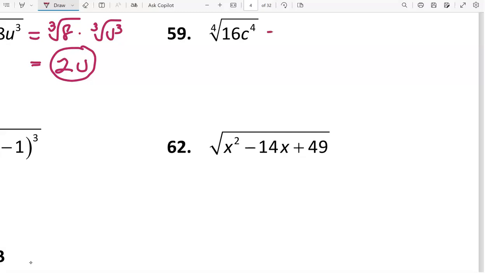All right, in 59, even root. So we are going to use absolute value here. The fourth root of 16 is 2. The fourth root of c to the fourth is the absolute value of c.